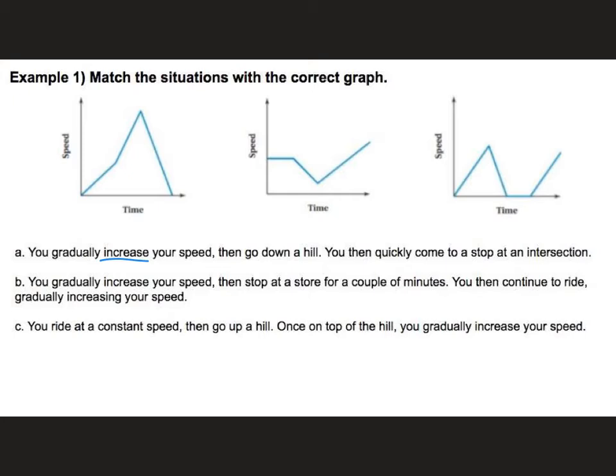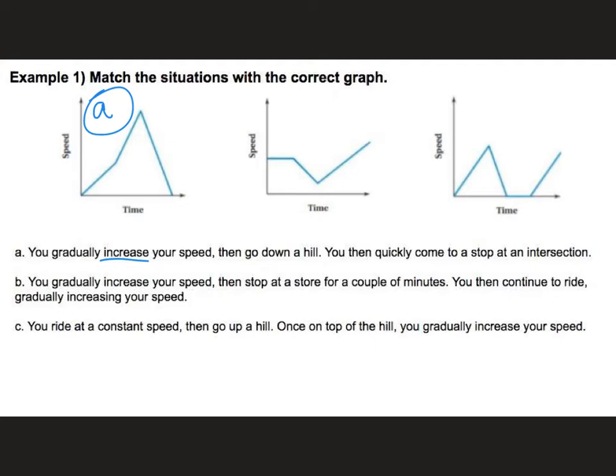Then you're going to come to a stop at an intersection. So the speed is going to get slower and slower all the way to the end. So we'll see letter A goes with this first example. Pause the video and try and match letter B and letter C to our next two graphs.